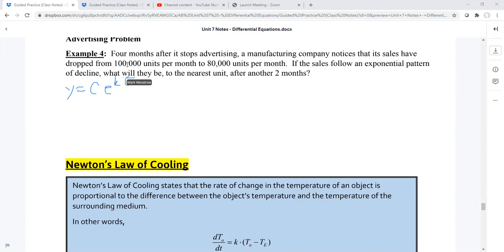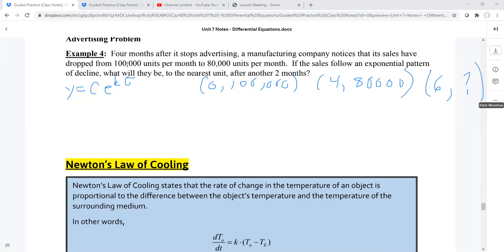And the difference is at time 0, there was 100,000 units. And then it said 4 months after it stopped advertising. So at 4 months, there were 80,000 units. And then it says in 2 more months, how much will they have? So that's going to be at 6 months. We want to know how many units they're going to sell. So that's what the question's asking about.